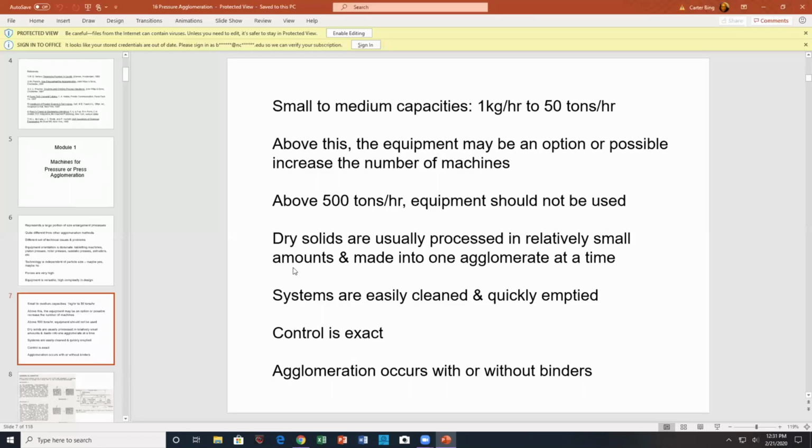Dry solids are usually processed in relatively small amounts and often made one agglomerate at a time. Not always, but often. Systems are easily cleaned and quickly emptied. Control is exact, and agglomeration occurs with or without binders.